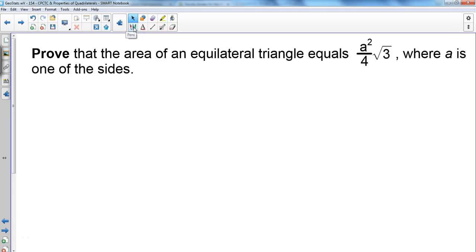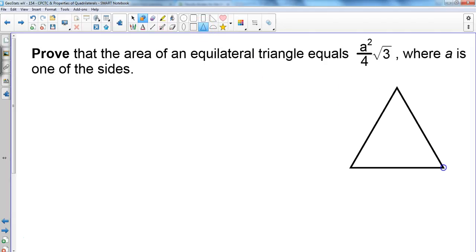Alright guys, so we want to prove that the area of an equilateral triangle is this expression where A is one of the sides. So really we're just trying to find the area of an equilateral triangle with respect to one of the sides. So let's draw a quick diagram here. So we start with an equilateral triangle.